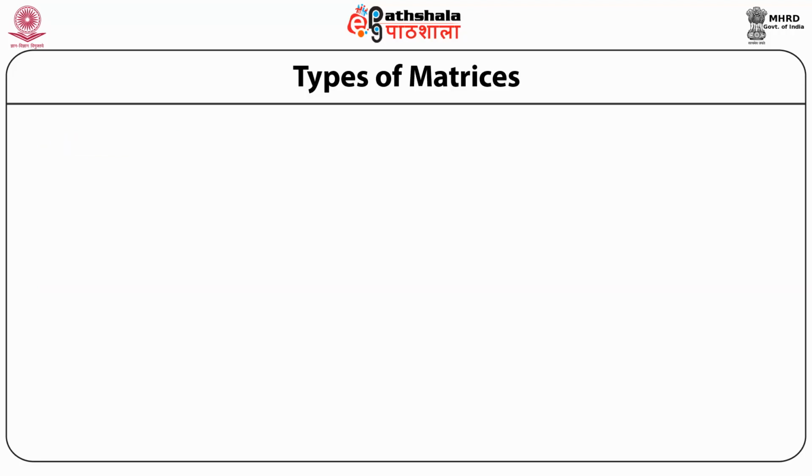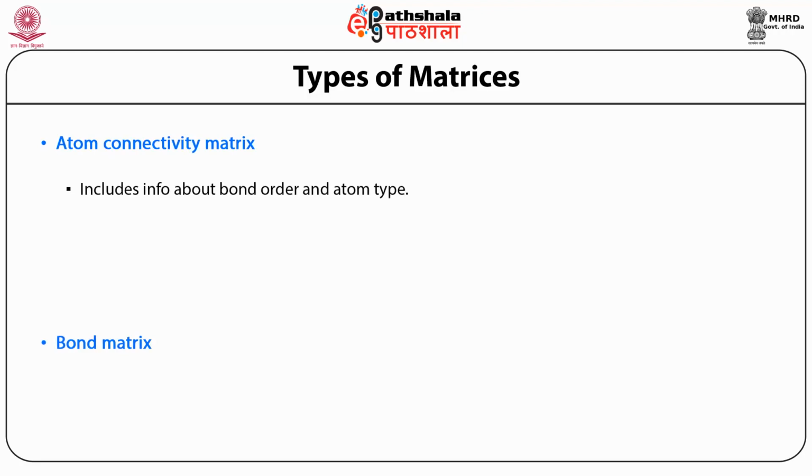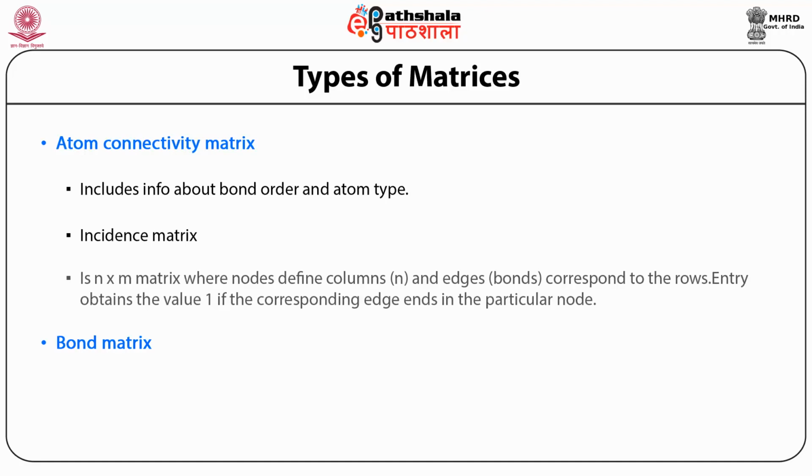Correspondingly, you get the atom connectivity matrix and the bond matrix. The atom connectivity matrix includes not only the atom connection but also the bond order and atom type. It also includes the incidence matrix, which is another way of looking at an N by M matrix, where nodes define the columns and edges, that is the bonds, define the rows.